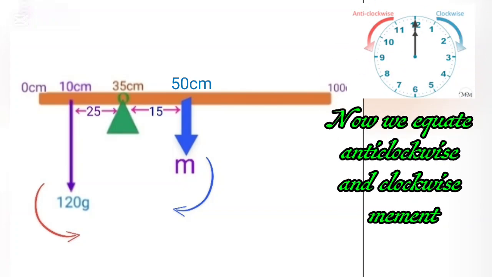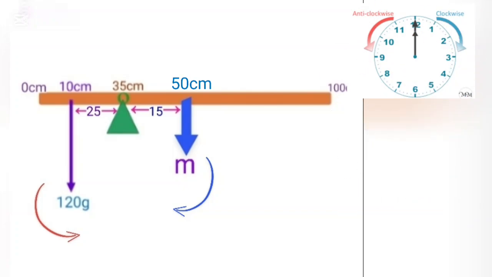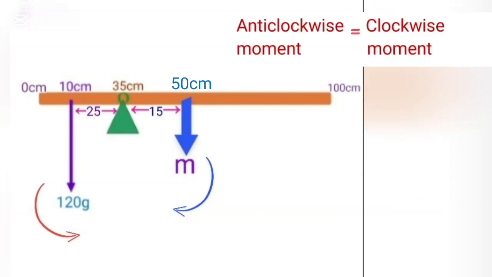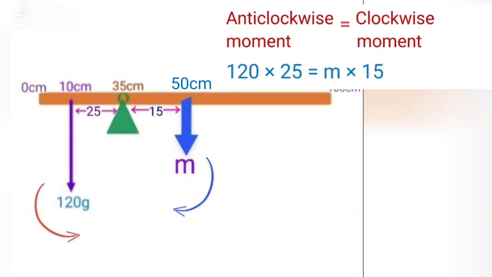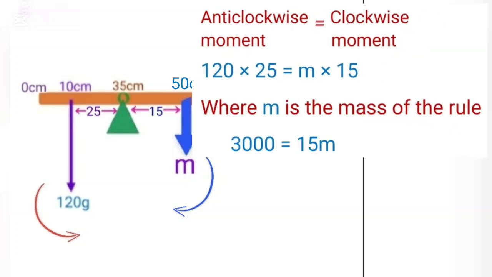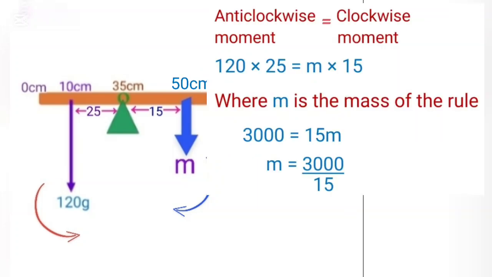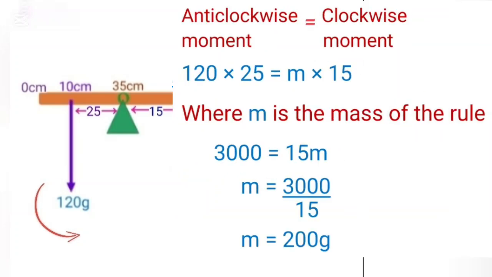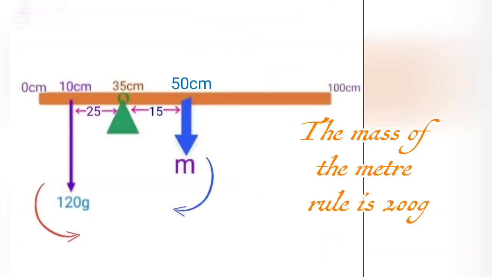Now we equate anticlockwise and clockwise moments. Anticlockwise moment is equal to clockwise moment. 120 times 25 is equal to m times 15, where m is the mass of the meter rule. 3000 is equal to 15 m. M is equal to 3000 divided by 15. M is equal to 200 grams. The mass of the meter rule is 200 grams.